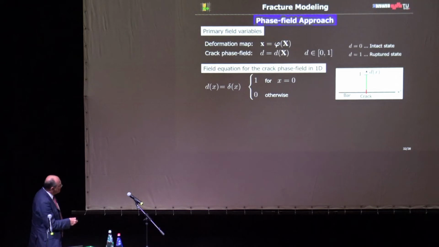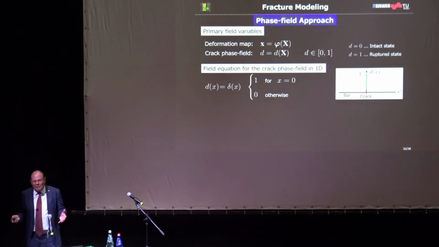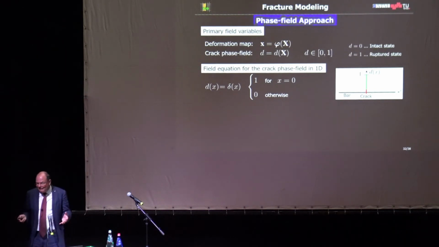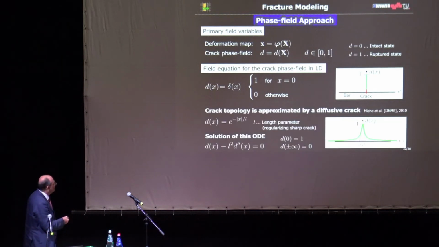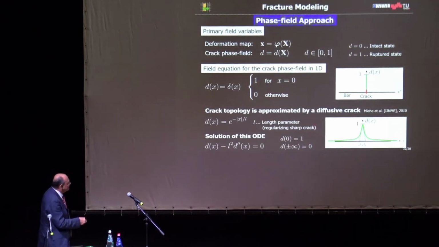When you have a bar here and you have a crack, that would mean here you have 1 because you have the crack here, and everywhere else you have 0. Okay? So at x equal to 0, you have 1, otherwise you have 0. But this is numerically impossible. This is a singularity. You can't implement that. So that means you smear that out, basically. You approximate that, and you do a kind of diffusive crack.